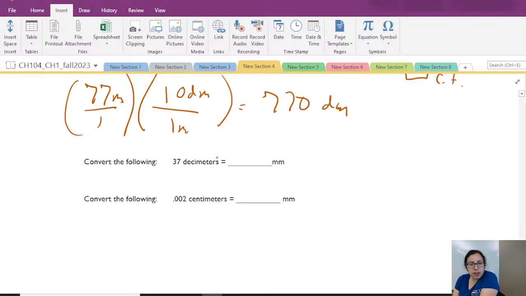Does anyone want to try this next one? Decimeters to millimeters. Put it on the board for us. And this one, you can even treat it as a two-step process if that's confusing, rather than going directly from decimeters to millimeters. You can still go decimeters to meters to millimeters if that helps you. So it's all your comfort.